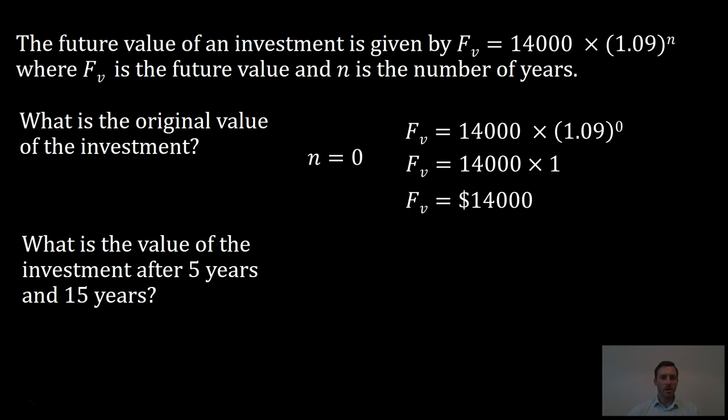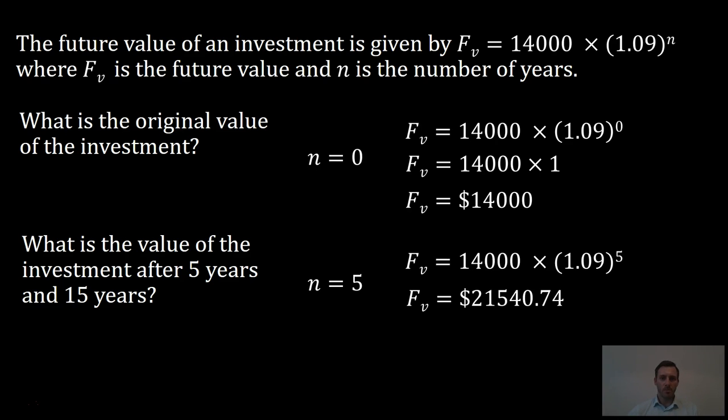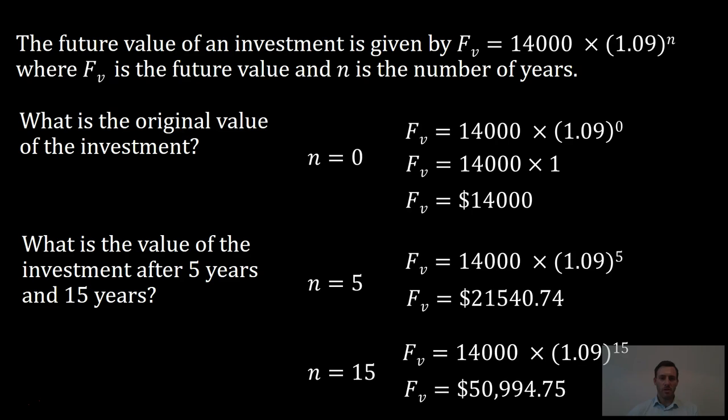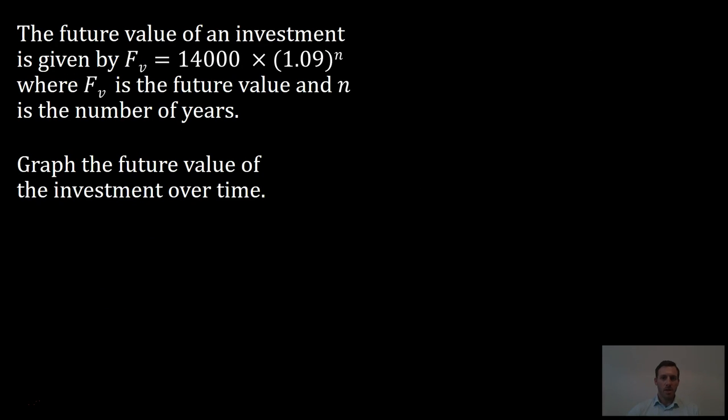What's the value of the investment after 5 years and 15 years? First, let's look when n equals 5. So we substitute that into our equation and we solve, and we say that the value of the investment after 5 years is $21,540.74. The value of the investment after 15 years, when n equals 15, is 14,000 times 1.09 to the power of 15. We get the value of the investment after 15 years is $50,994.75.